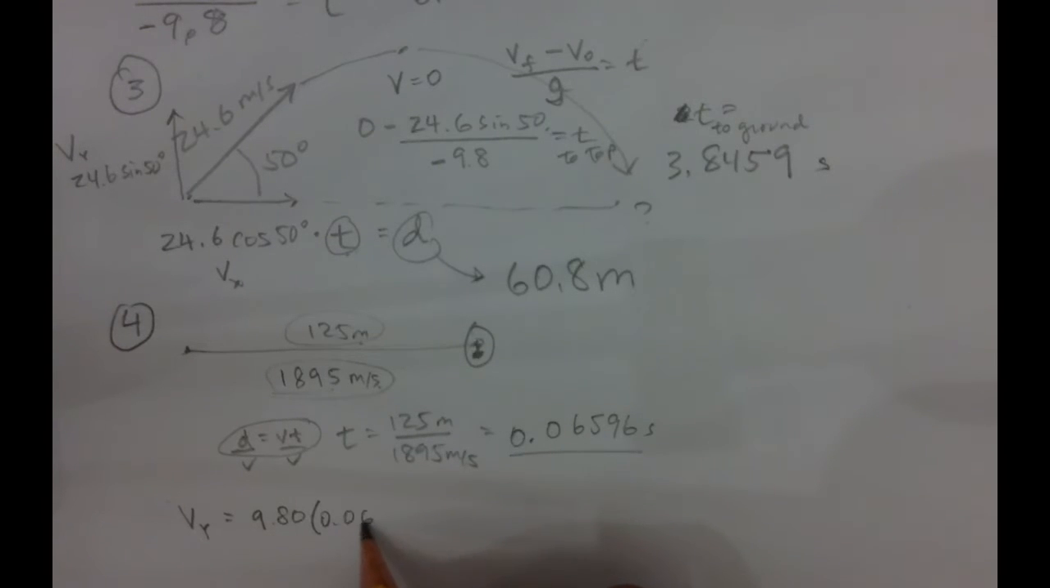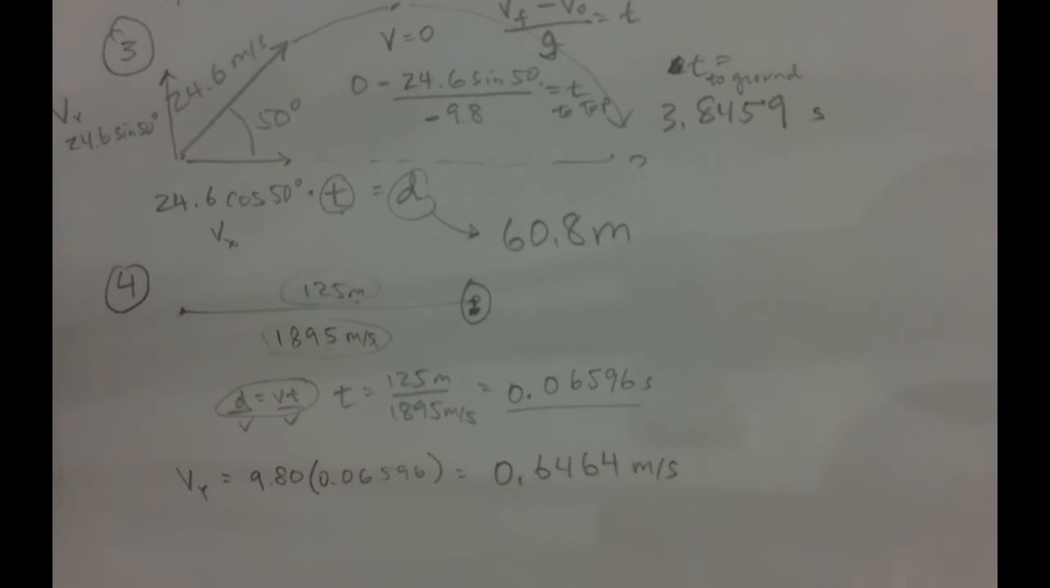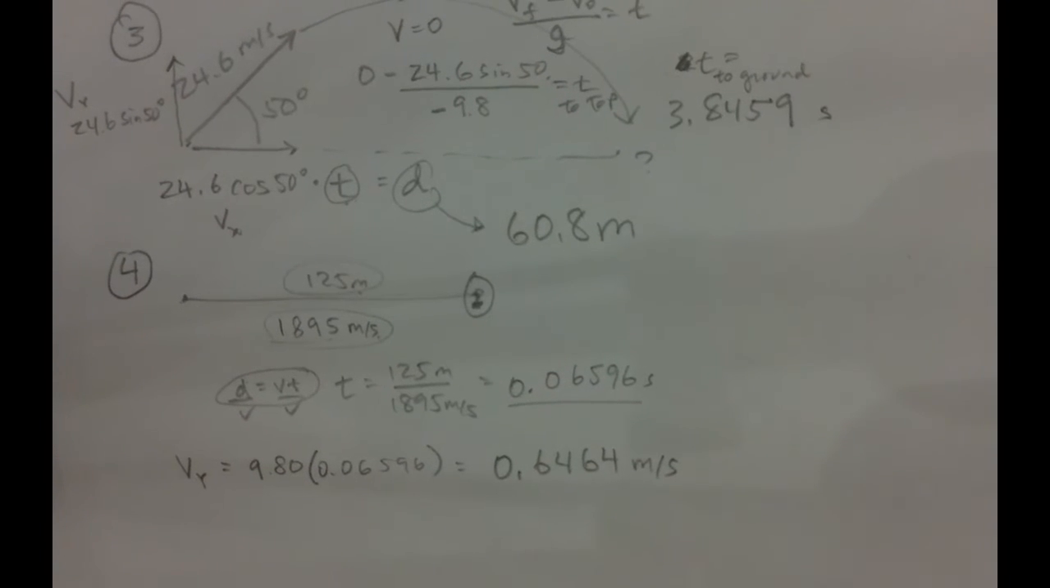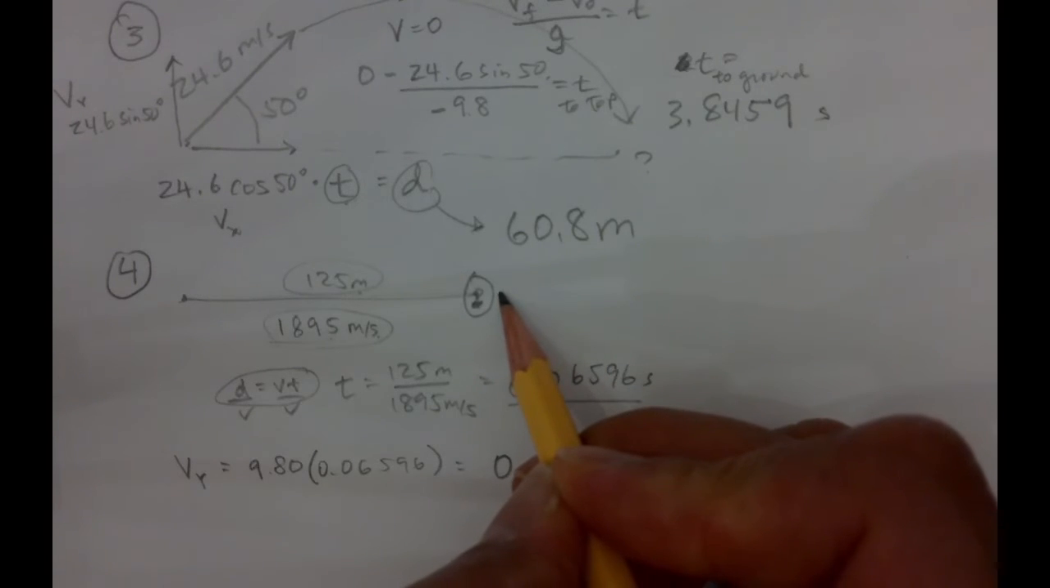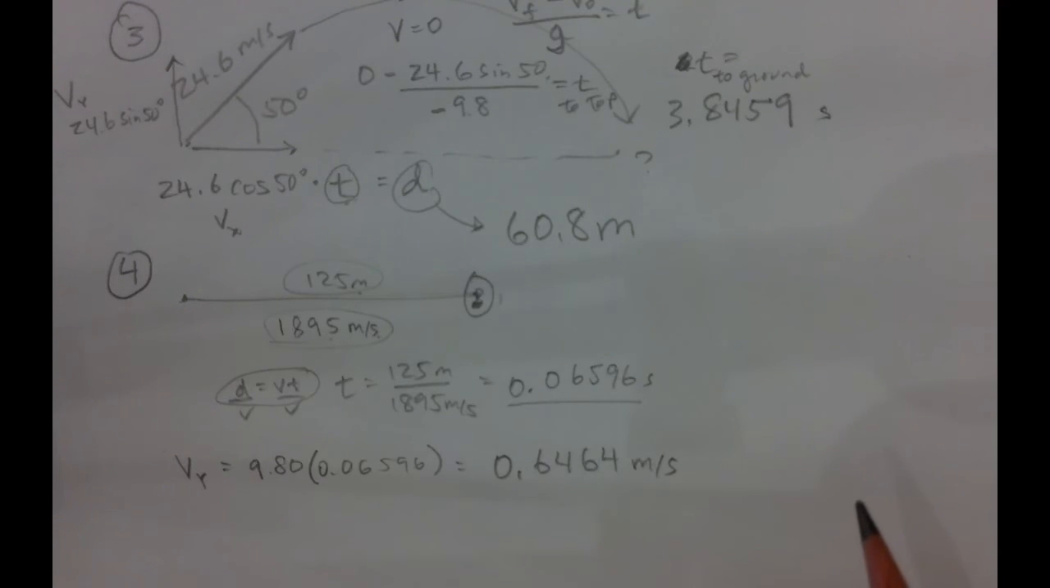So times 0.06596, giving me a final velocity of 0.6464 meters per second, negative, or in the downward direction. Okay. Alright, so now we've got to figure out the distance, because this is its speed at that moment that it strikes the target. So, right, it is hitting it at a very slight angle.